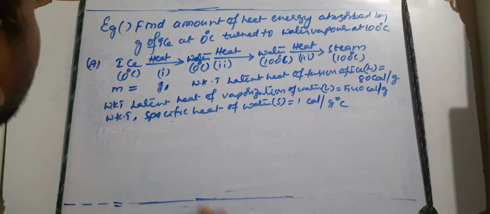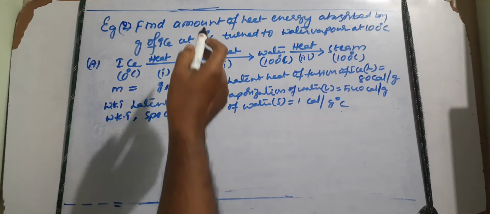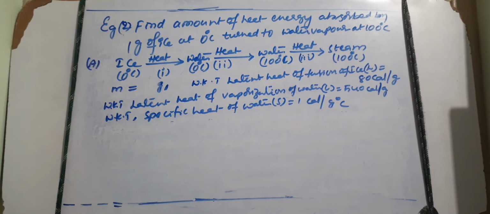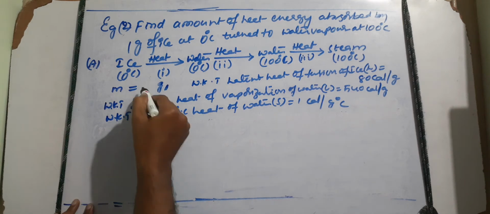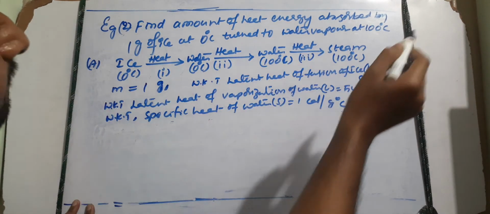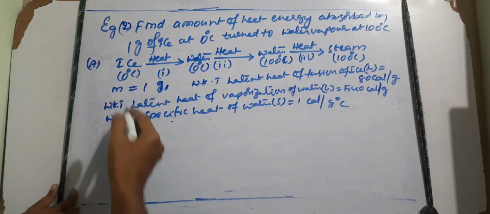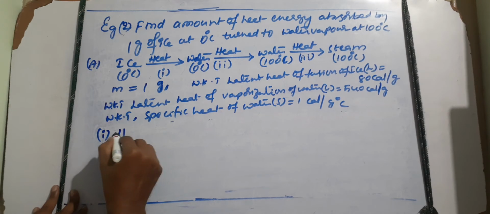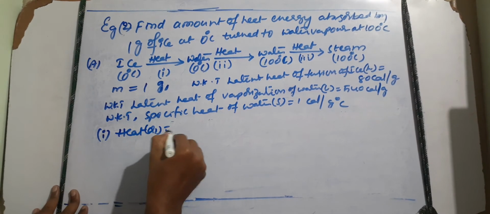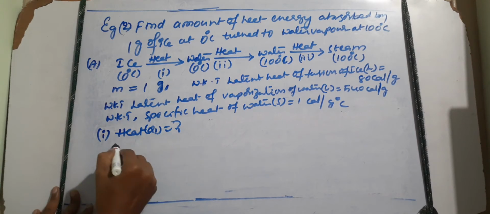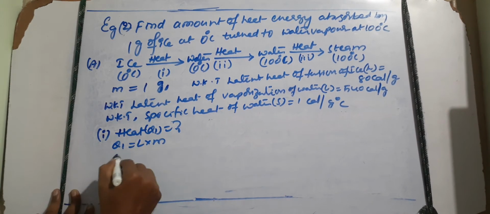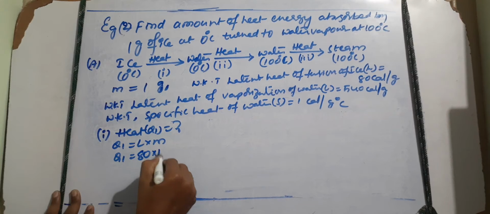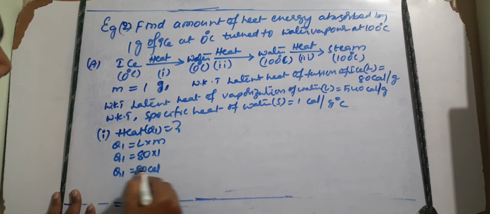So in example problem 2, find the amount of heat energy absorbed when 1 gram of ice at 0 degrees Celsius is turned to water vapor at 100 degrees Celsius. So mass is taken as 1 gram. Everything is the same. Only in stage 1, you know that there is no change in temperature. So the amount of heat energy absorbed Q1 is the unknown, and we use the formula Q1 is equal to L into M. So Q1 is equal to the L value, in this case solid to liquid, that is 80, into 1. So Q1 is equal to 80 calories.